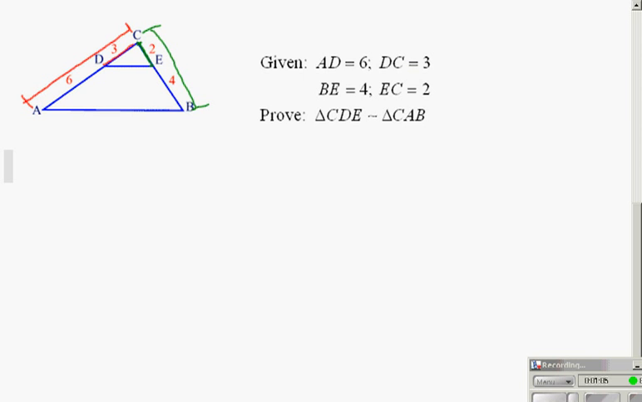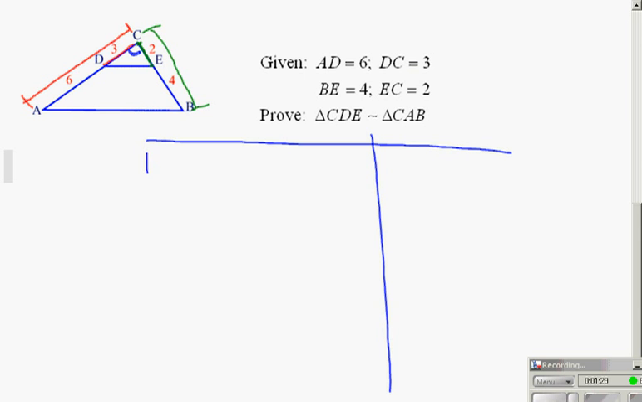There's no way to figure out that third side, so I'm not going to be doing side, side, side, but I can see that I share this angle of C. They overlap, and so I'm going to have that reflexive. So I'm going to prove these two similar by side angle side. So let's get started. We've got to get our given. AD is equal to 6, DC is 3, BE is 4, and EC is 2.